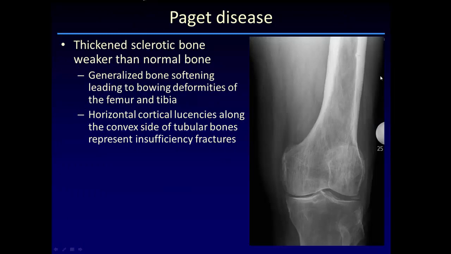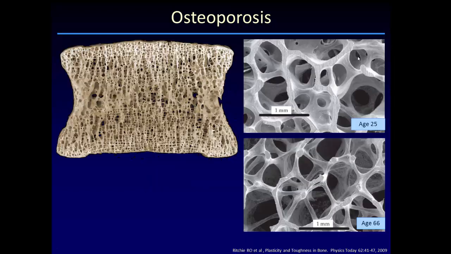Here's an example here where we can see in a patient with Paget disease where the bone tends to be very thick and very, very dense, and if you did a density measurement it would be increased compared to normal, and yet we all know that this type of bone is actually softer than normal bone and has a tendency to break. And here we see the typical fracture line associated with Paget's disease involving the convex surface of the bone.